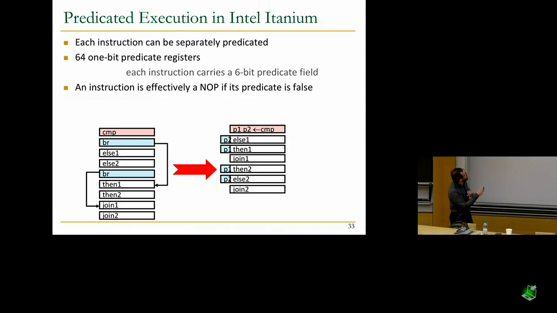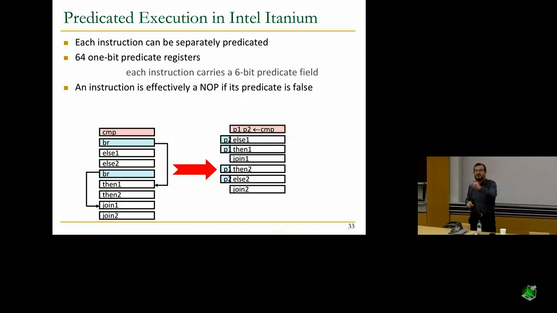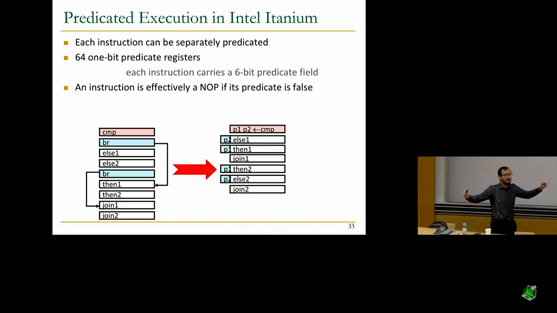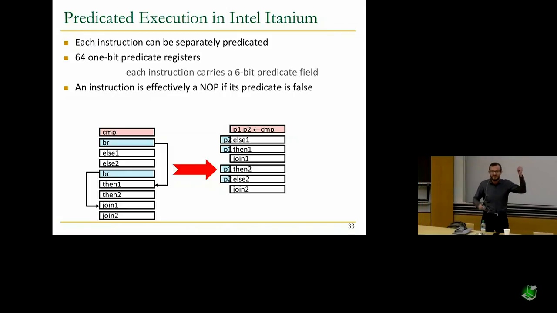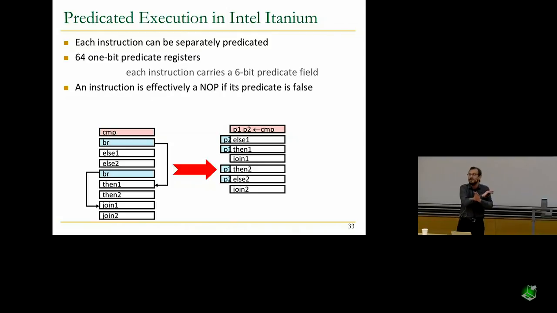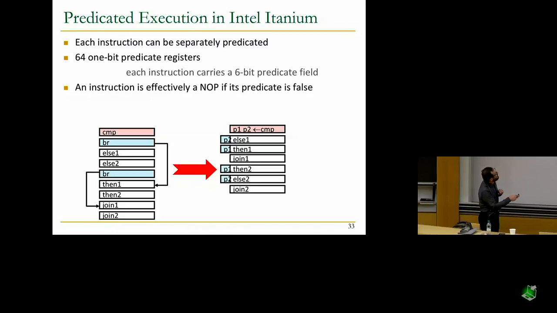Essentially, each instruction had a predicate register. They could be separately predicated. As you can see, there were 64 1-bit predicate registers, and you would carry a 6-bit predicate field. Which predicates are you dependent on? You could be dependent on 6 different predicates to be able to execute, right? If all of these predicates are true, then execute this instruction. What is this good for? What if you actually have complex control flow? You don't just test if and else, but you have a complex control flow graph. There are many ifs and elses. You can set many different predicates. So it's very powerful, actually. But an instruction is effectively a no-op if its predicate is false. So you can see that this code becomes this code over here. So you got rid of the branches. It turns out this is actually a shorter code also.